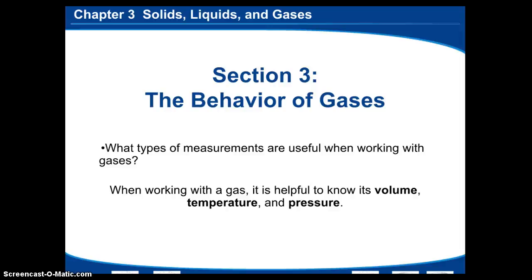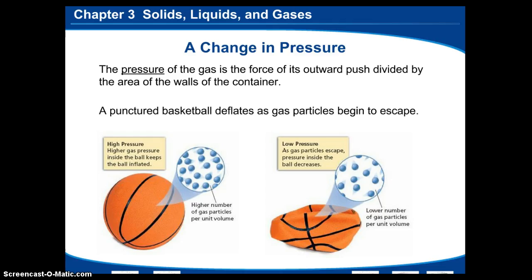So this section is about the behavior of gases, which is Chapter 3, Section 3. When you're figuring out the gases, we need to use measurements such as volume, temperature, and pressure. We have to know all three of those variables in order to understand how gases are going to work. So how are they all related?